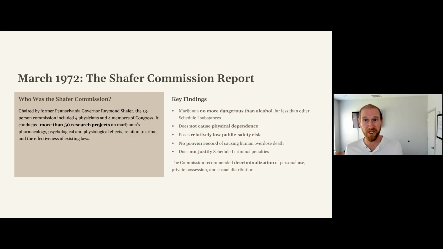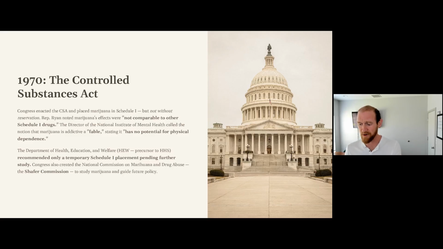But I'm outlining it really good because I thought every single thing that was said in there was so poignant and good. So in that same year, 1970, Richard Nixon puts together a commission headed by this Raymond Schaefer dude. And it was a 13-person commission which included 4 physicians, 4 members of Congress. The commission was charged with studying marijuana's pharmacology, its physiological and psychological effects, its relation to crime, and the effectiveness of the existing marijuana laws.